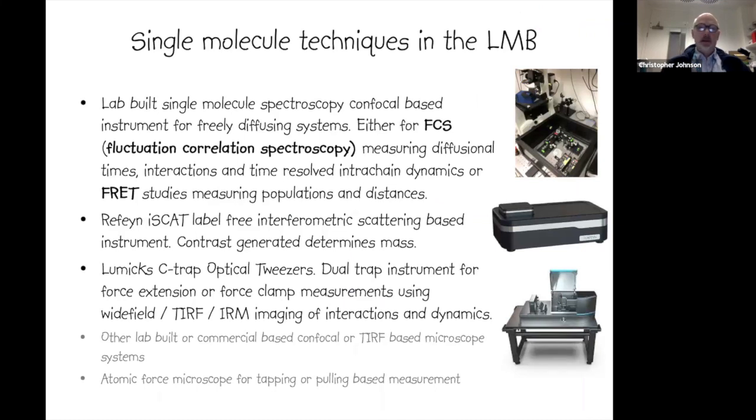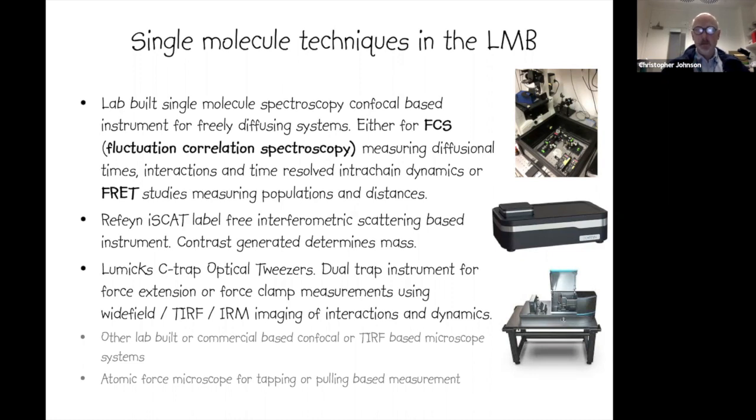So here are the single molecule techniques which we have within the LMB Biophysics Facility. So I'm going to describe these three different techniques in the remainder of the talk. The first one is a lab-built single molecule spectroscopy confocal-based instrument, and this is used for measuring freely diffusing systems, or that's how we've used it in the past.